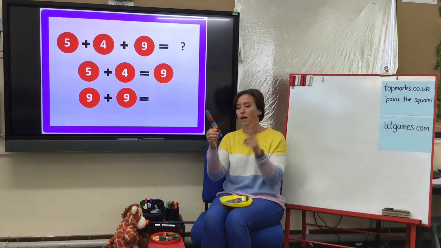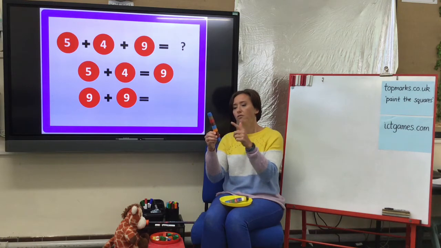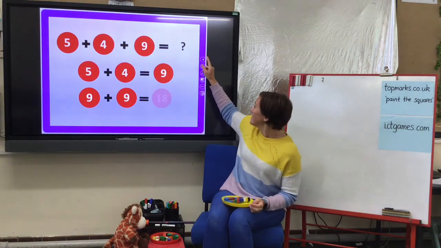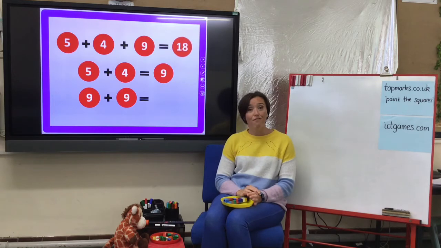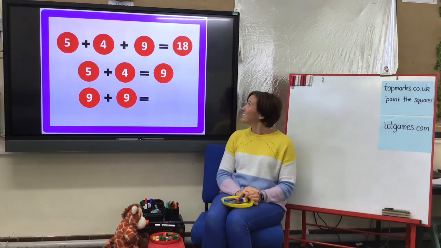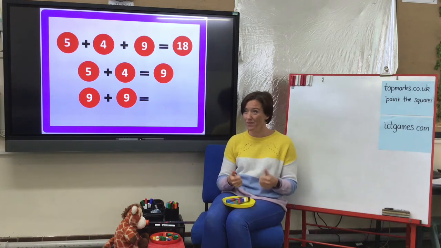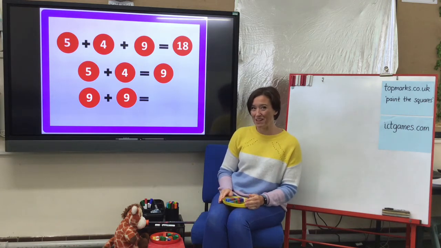So 9, 10, 11, 12, 13, 14, 15, 16, 17, 18. Okay, so my answer is 18, which means my 5 add 4 add 9 also equals 18. Good stuff. Okay, you got that? Let's have a little look at another example.